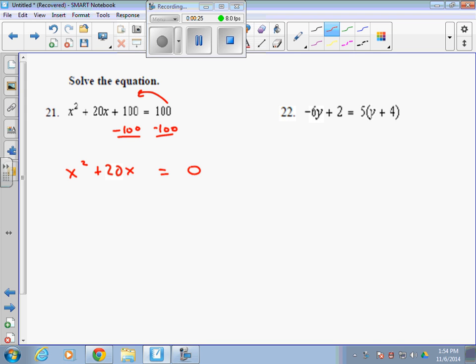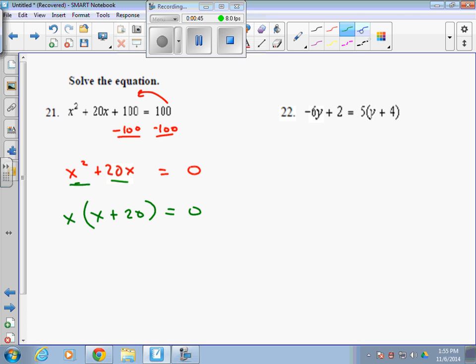There's no c value anymore. There's no reason to find a new c value or anything. We just factor out what they have in common. Both of these terms, x squared and 20x, each have an x in common. So when you take that out, x times x gives you x squared, and x times positive 20 gives you 20x. All of that equals 0.